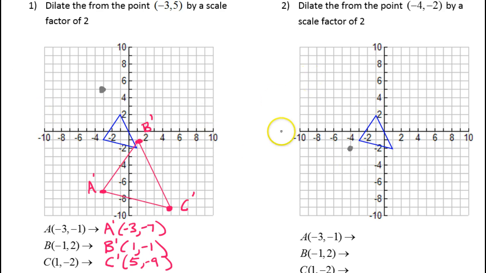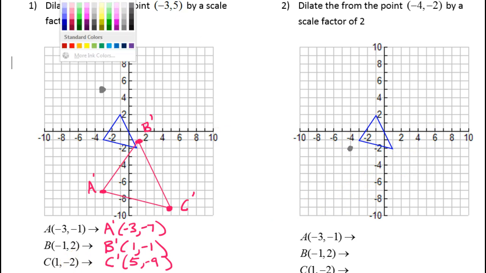The other 3 problems on this assignment are almost the same as problem number 1. So I encourage you to pause the video, try to do problem number 2 here by yourself, and then play the video and see how you did. I'm going to assume that you did that.